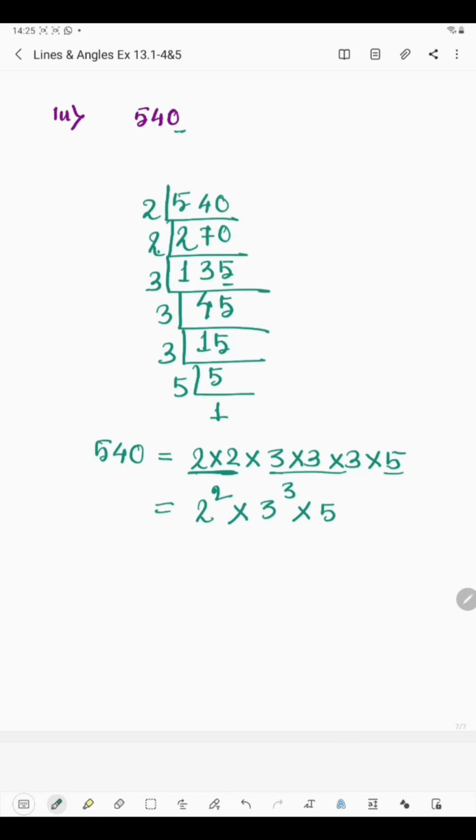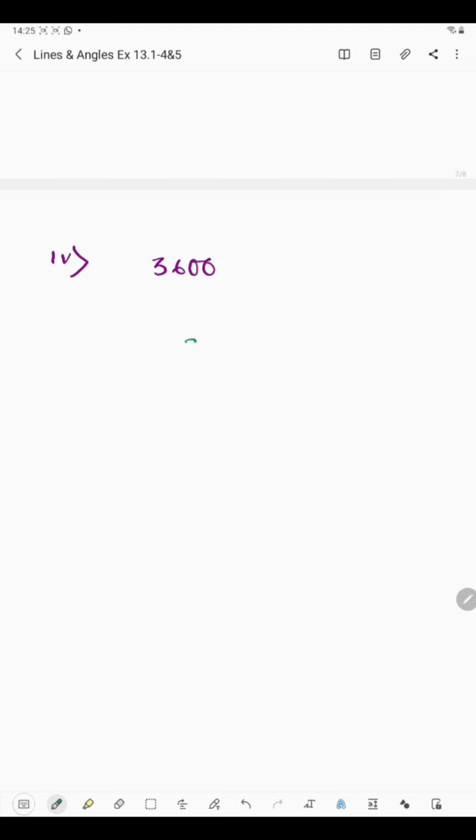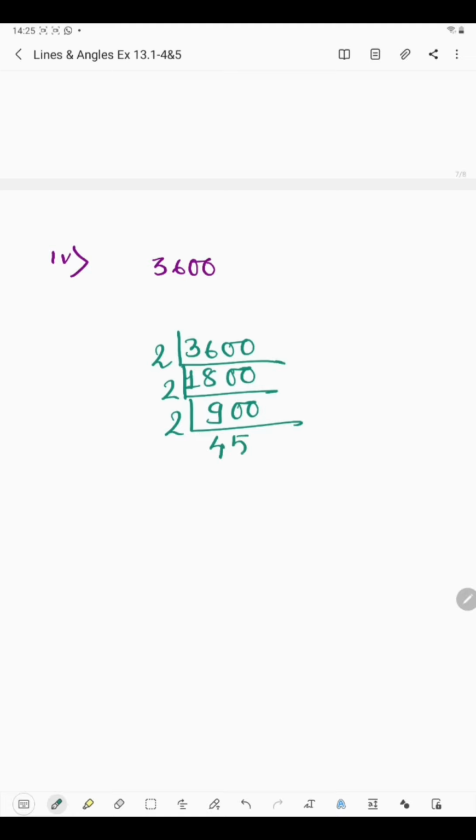Coming to the last part. Now in the last part we have 3600, in which 0 is at the 1's place, which is an even number. So it will be divisible by 2. So 2 1s are 2, 2 8s are 16, and 2 zeros, again it will be divisible by 2. So 2 9s are 18, then 2 zeros, again it will be divisible by 2. 2 4s are 8, 2 5s are 10, then 0. Again 0 is at the 1's place, so it will be divisible by 2. So 2 2s are 4, 2 2s are 4, 2 5s are 10.